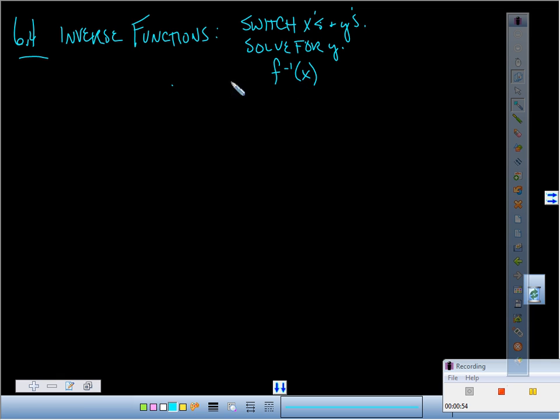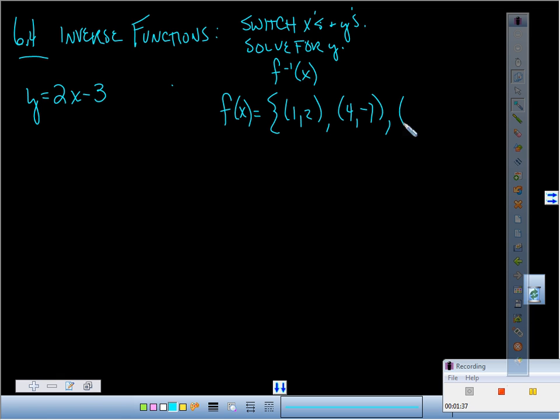Okay. So if I gave you this equation, y is equal to 2x minus 3, could you find its inverse? Okay. Then you're pretty good. All right. Now, what if I did this? Here's a function. We're going to call it f of x. It has these points. Could you find this? Sure we can. We don't know how, but we can.